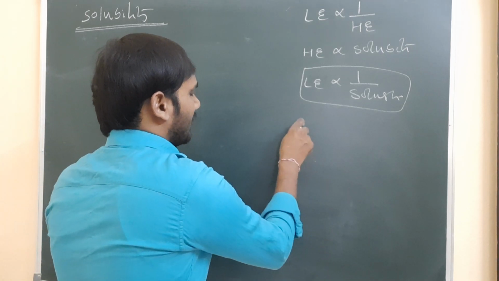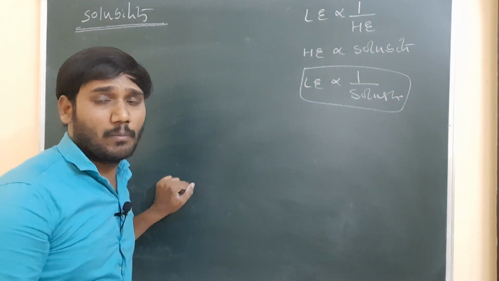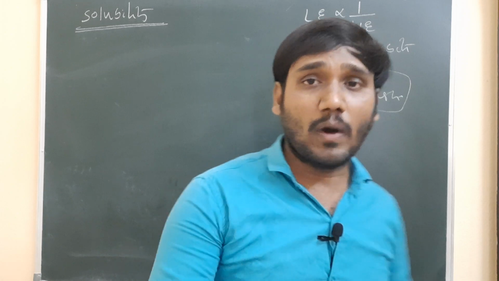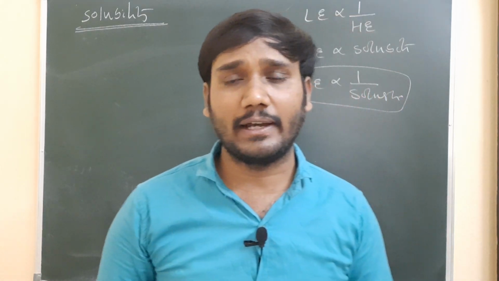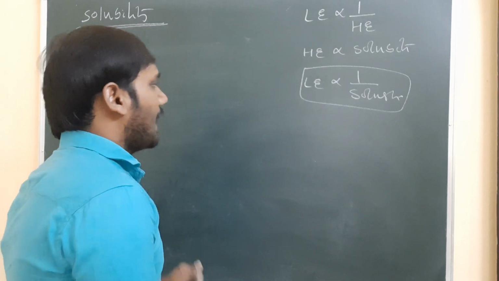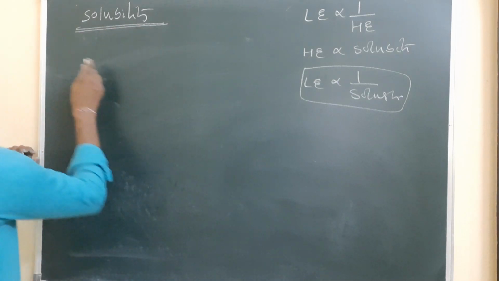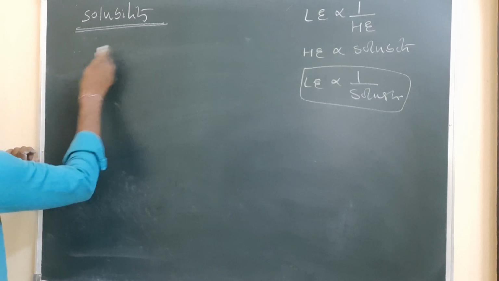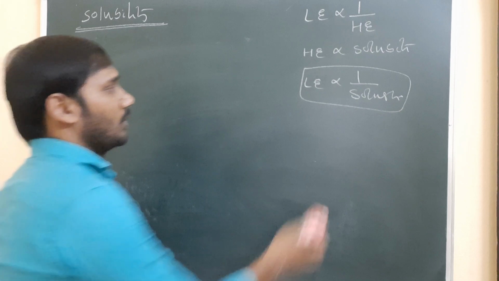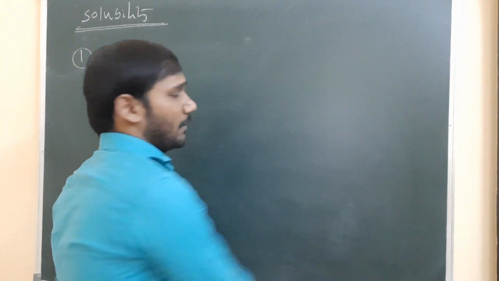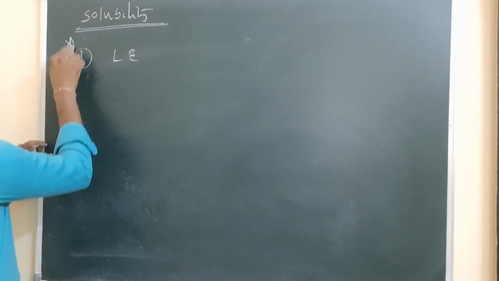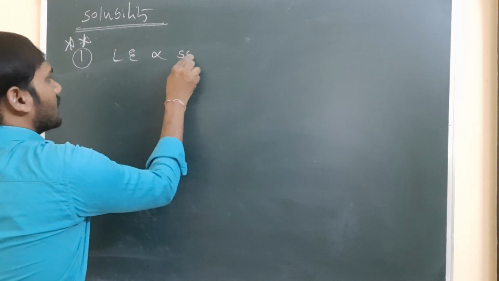But depending on the ions we are taking, on which group the elements belong to and what the size of the elements is, the relation will change. So the relation between lattice energy and solubility can be explained with the help of three factors. The first factor I am going to explain: lattice energy directly proportional to solubility. Very, very important.